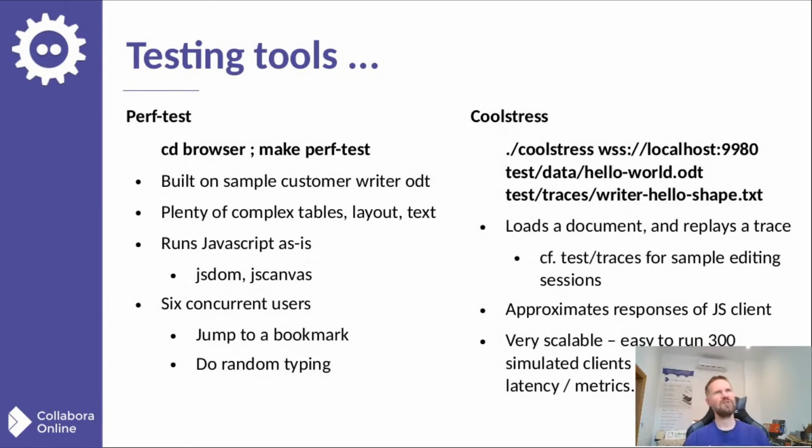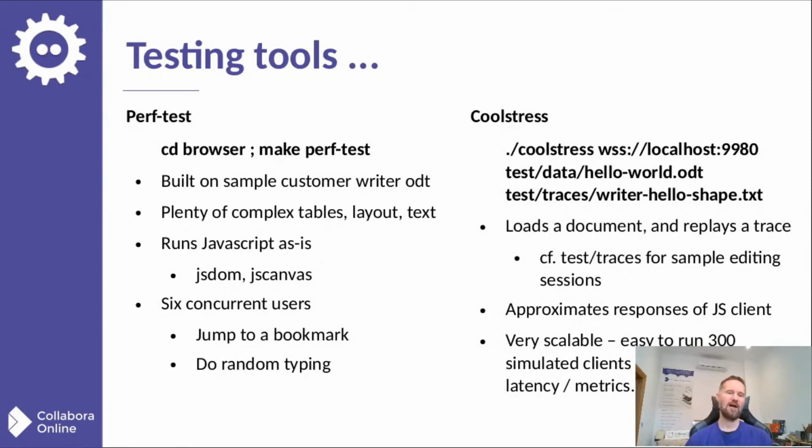We've also spent a lot of time on testing tools. It's no use being fast if you can't show that you are, and stay fast. So there's a test tool in the browser directory. If you go make perf test, this will run its own little Cool WSD and then 6 people typing into it. It has a nice sample customer document there with lots of complex things in it: images and tables and weird text and headers, bullets, and all the things that you need in your test document. And we jump those 6 people to different places. We zoom them to different levels so that there's some stress on it.